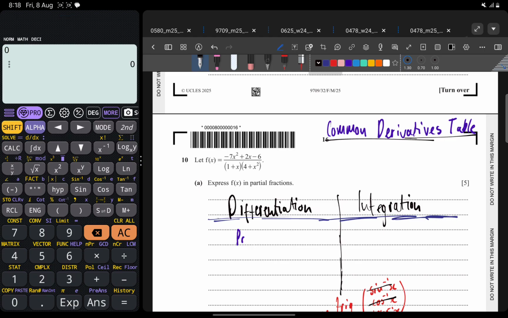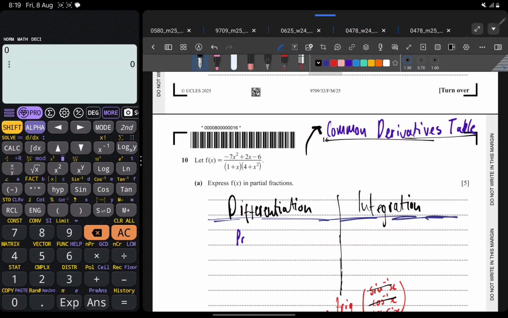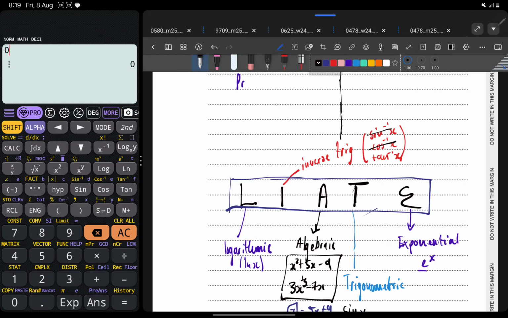So the common derivatives table will tell us the derivatives of all these functions, and you can actually use it to know integrals that give you those other things. We can talk about the common integrals table, but you can use the common derivatives table again for integration because you'll just be going in reverse. The common integrals table is just a table which shows you things that you integrate to go back to each one of these.